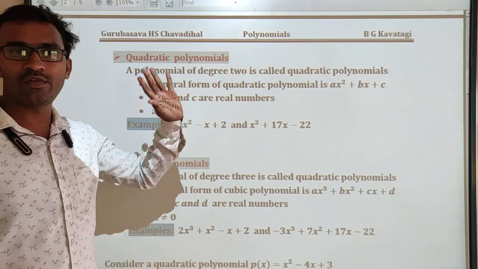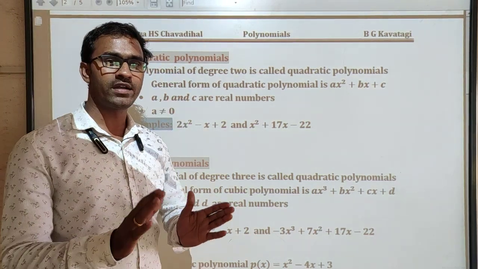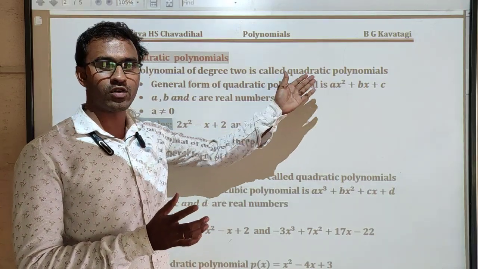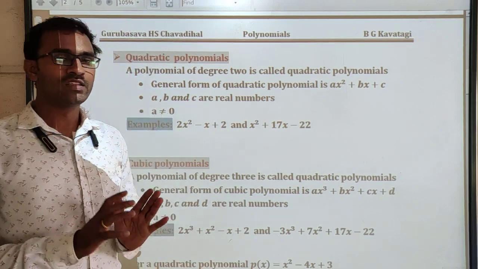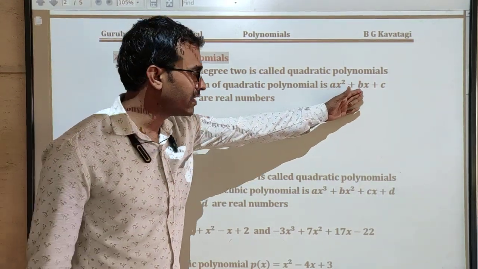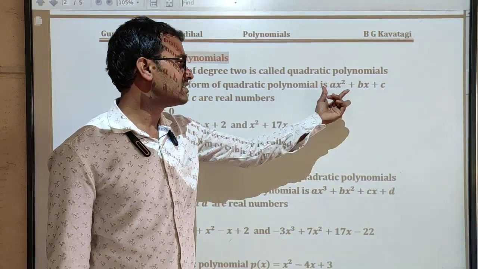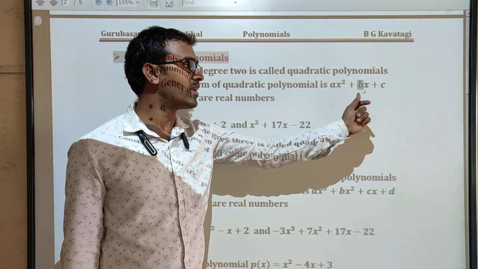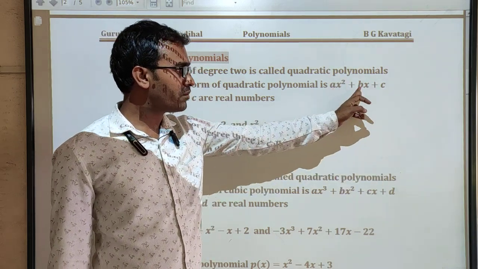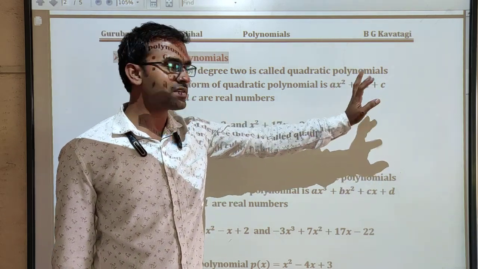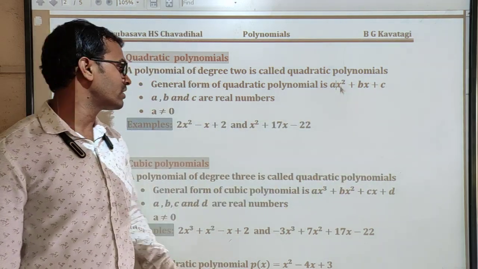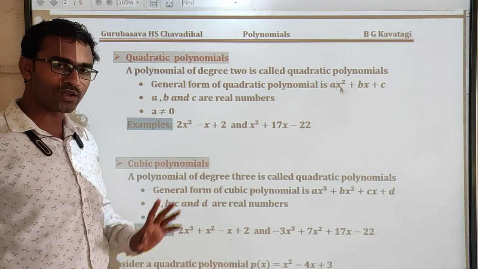A polynomial of degree 2 is called a quadratic polynomial. The general form of a quadratic polynomial is ax square plus bx plus c. Here a, b and c are real numbers and a is not equal to 0. This is the condition.